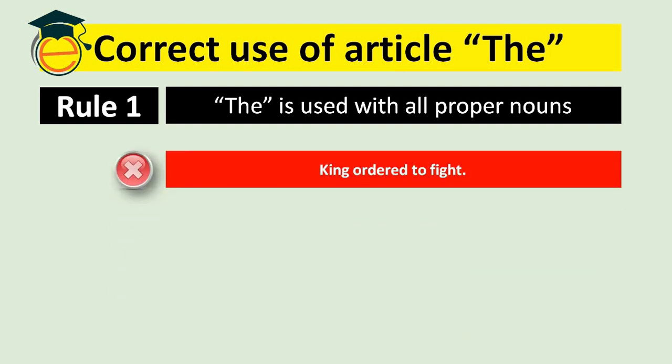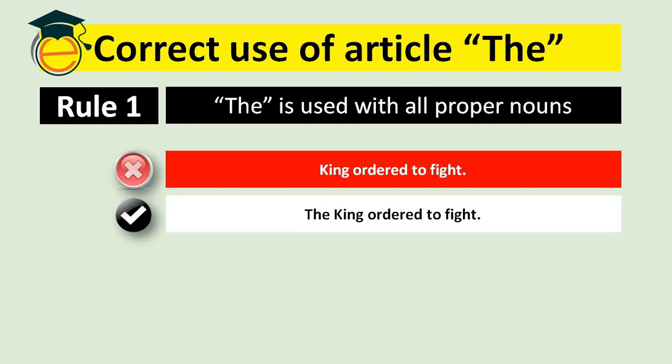"King ordered to fight." Tell me, why is this wrong? Yes, you're right. In this sentence, we need the article "the". The correct one is "The king ordered to fight." In this sentence, a specific king is ordering to fight, so we have to put "the".